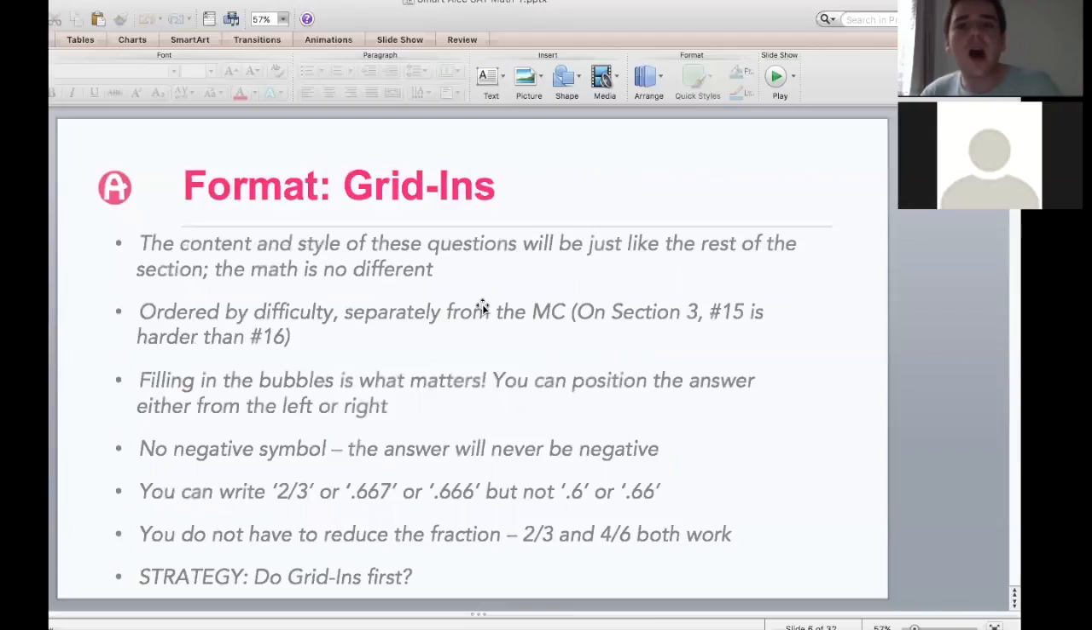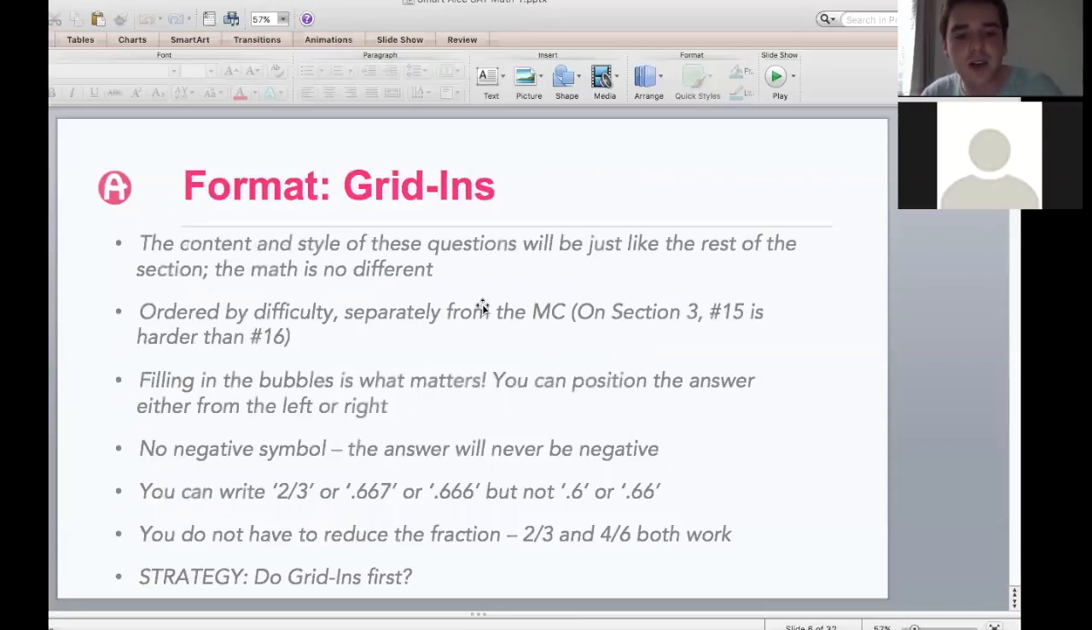For grid-ins, in my experience, I really haven't had students who have had issues with the grid-in, but it's important to note that it's bubbling. When you're filling in the grid, writing the answer above does nothing. It's all about how you bubble in the answer, and you can either start a line to the left side of the 4 grids or to the right side.